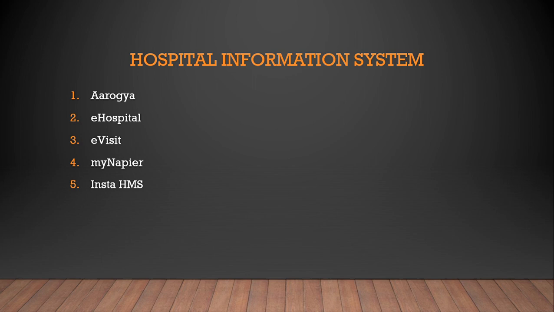Then there may be IP sheets, where all the patients who are admitted are listed. All those modules are present. And then there may be an MRD module where medical records are managed. There may be an accounts department. When all these things are combined together in a hospital with a single system, it is called a hospital information system.